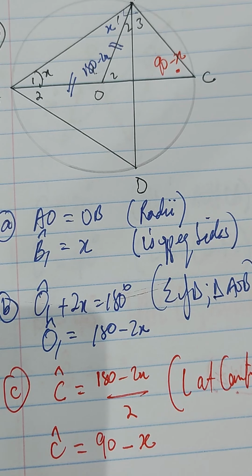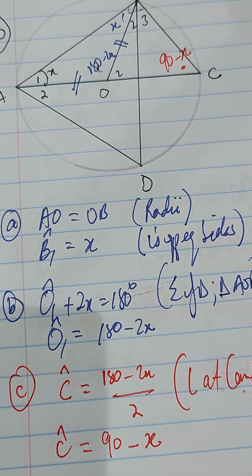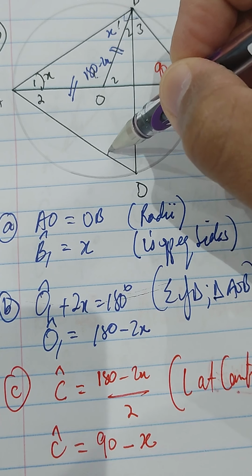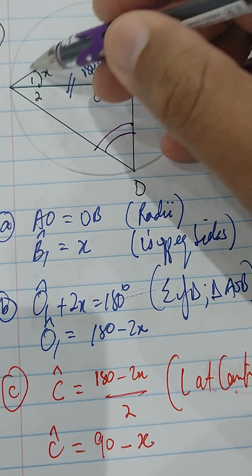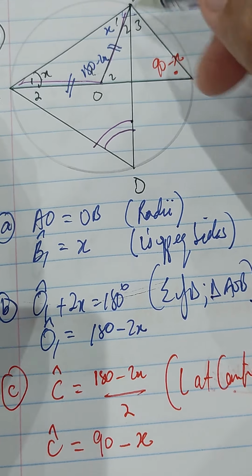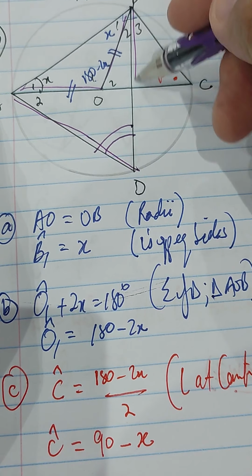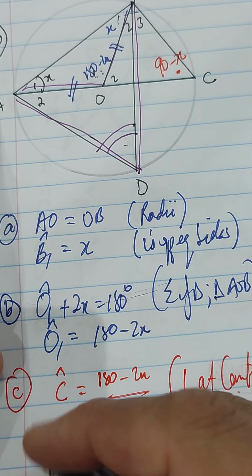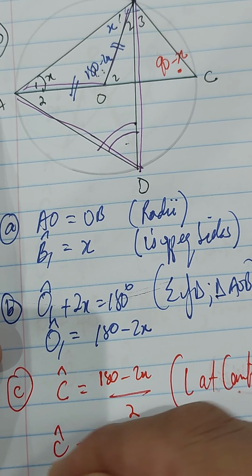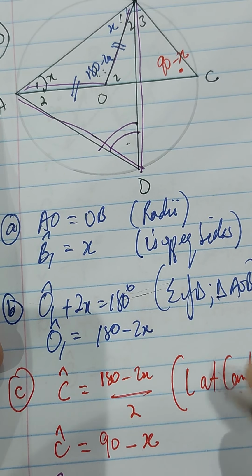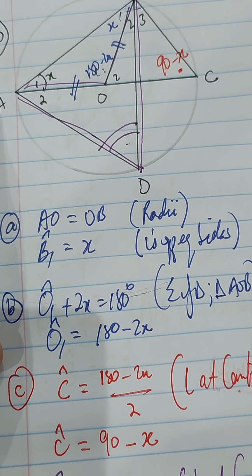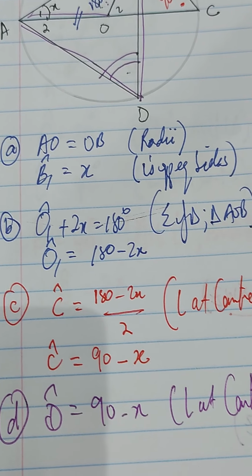Then I want you to work out angle D, which is this angle here. Again, can you see the angle at center is twice angle at circumference? Angle at center is twice angle at circumference. So angle D is also 90 minus X.